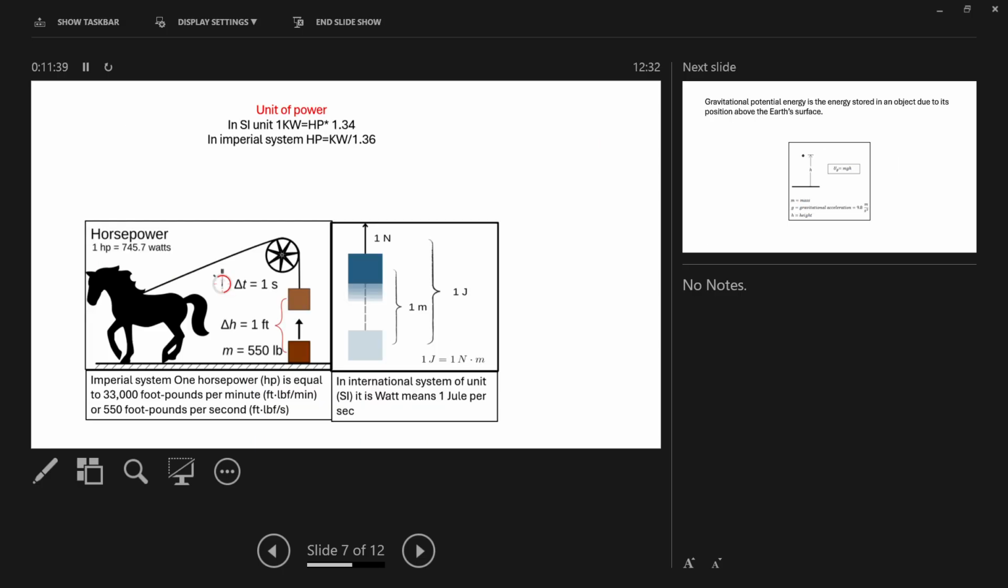Now, what is the definition of HP? To lift a mass of 550 pounds, 1 foot in height in 1 second, what is the power required? That power is called horsepower. Similarly, in SI unit, it is called watt. To lift 1 Newton, 1 meter in 1 second, the power required is called watt. That is the SI unit.